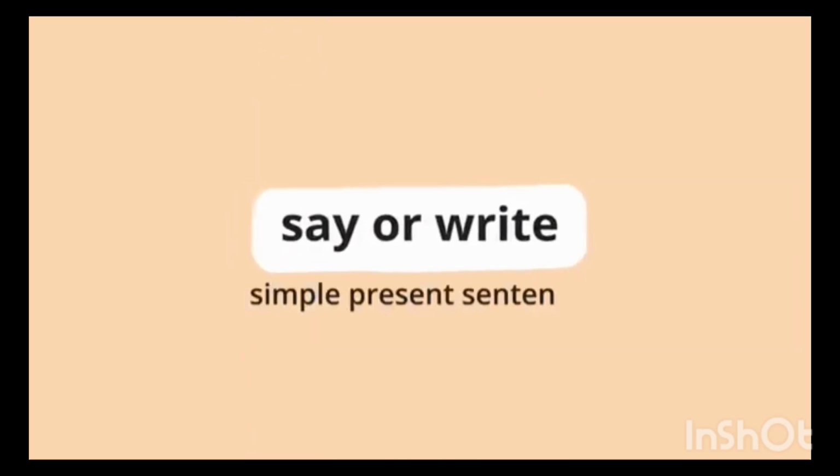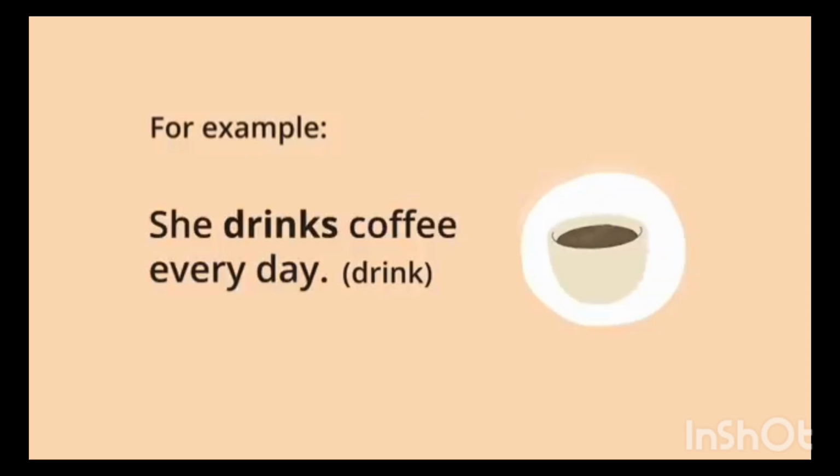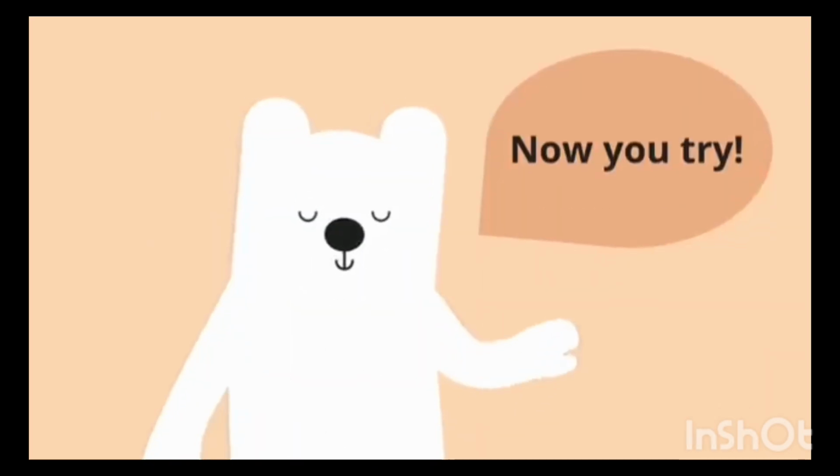Say or write the simple present tense correct form. For example, she coffee every day. What is the correct form here? Drinks. We need to add the s. Now you need to try.